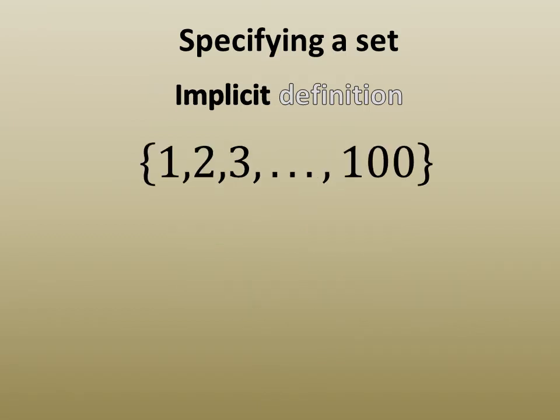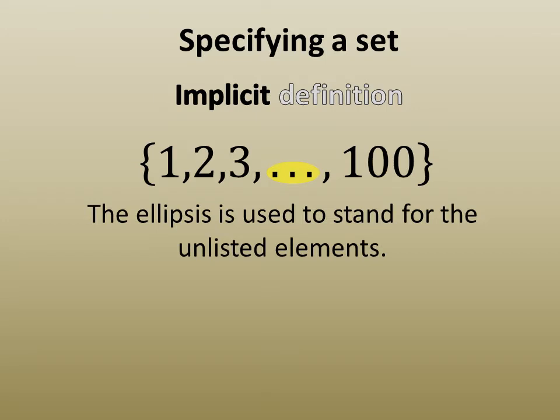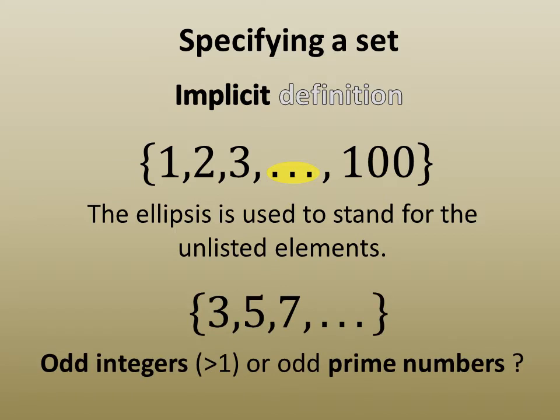Sometimes it is impractical or impossible to provide an extensional definition for a set. An implicit definition is one where the elements are not listed in full, as the pattern is assumed obvious. This example here is an implicit definition for the first 100 positive integers. The ellipsis is used to stand for the unlisted elements. Implicit definitions should be avoided when possible due to potential ambiguity. For example, it is not clear whether the set below is a set of odd integers greater than 1 or odd prime numbers.